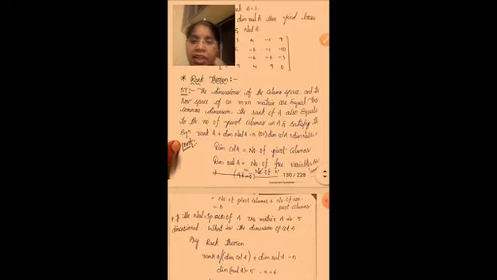Next, the rank theorem. The statement: the dimensions of the column space and the row space of an m by n matrix are equal. This common dimension, the rank of A, is also equal to the number of pivot columns in A, and satisfies the equation rank A plus dimension of Nul A is equal to n, or dimension of Col A plus dimension of Nul A is equal to n.